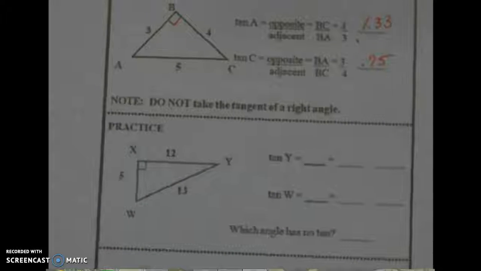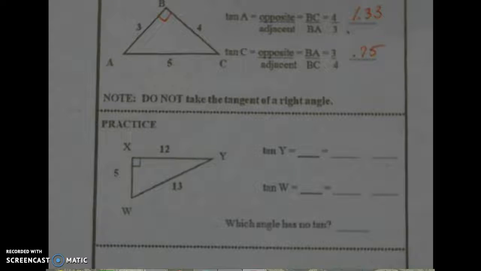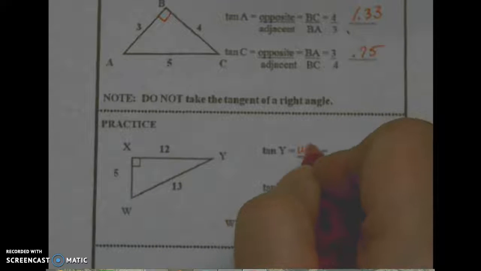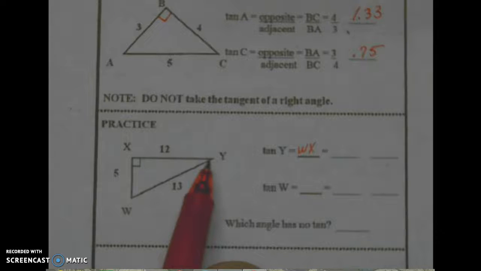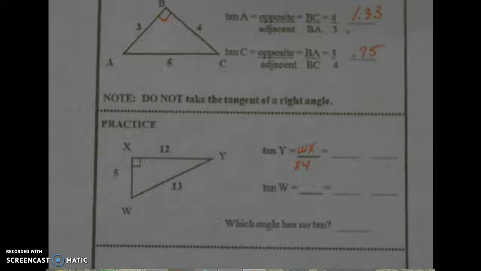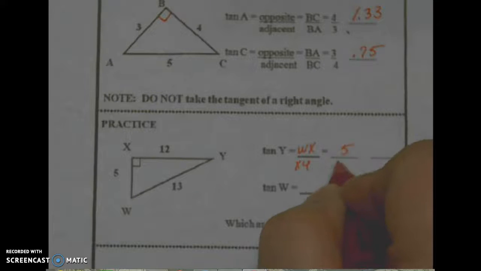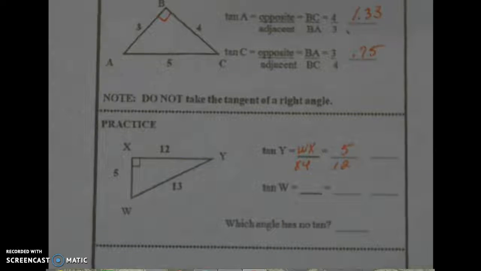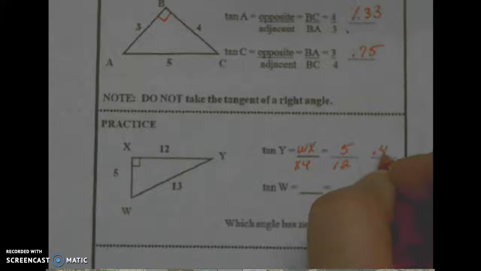If I look at triangle XYW, if I want the tangent of angle Y, I want the opposite side, which is my WX, over my adjacent side, which is my XY. The length of WX is 5. The length of XY is 12. 5/12 is my fraction for the tangent of angle Y. As a decimal, that's 0.42.